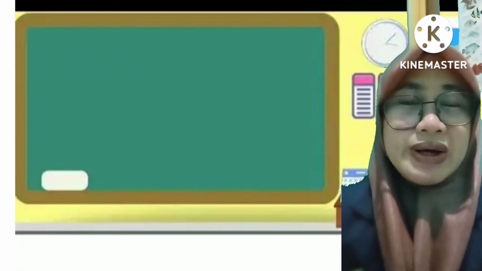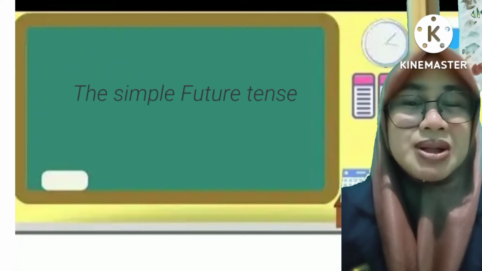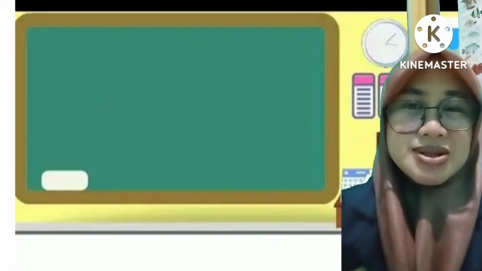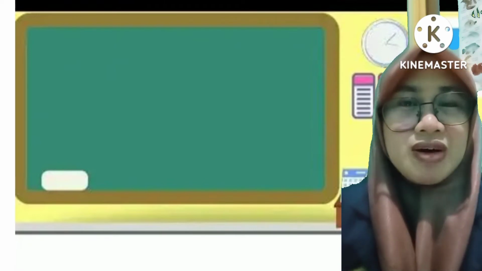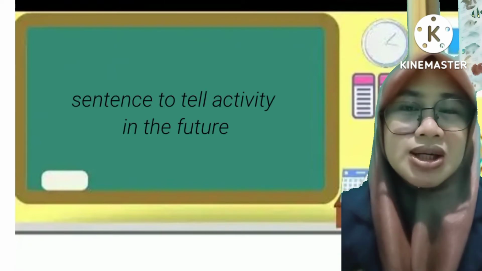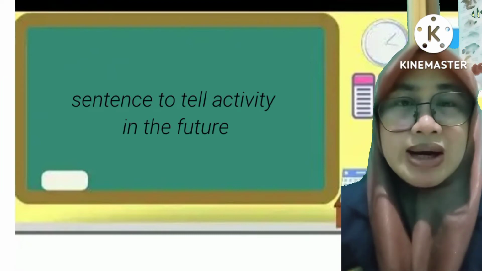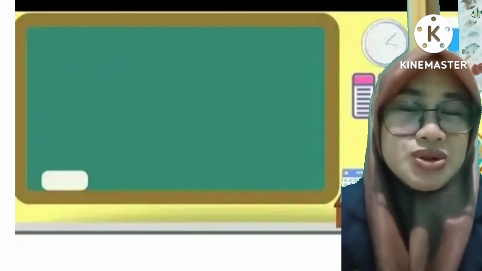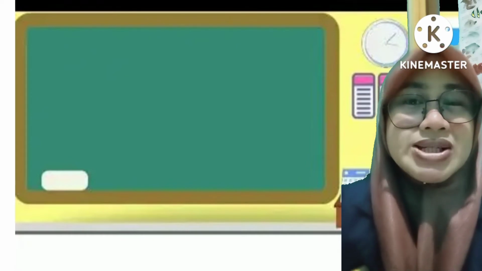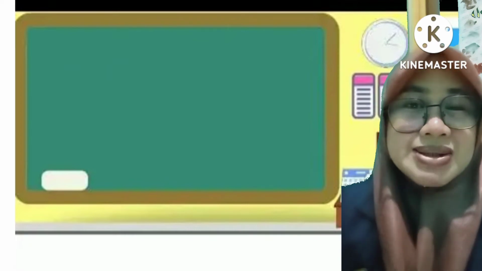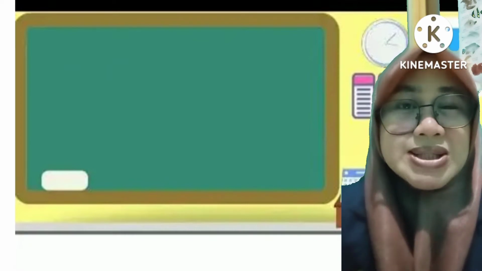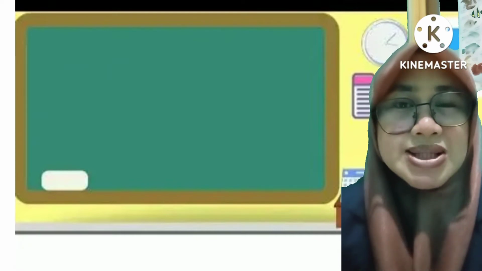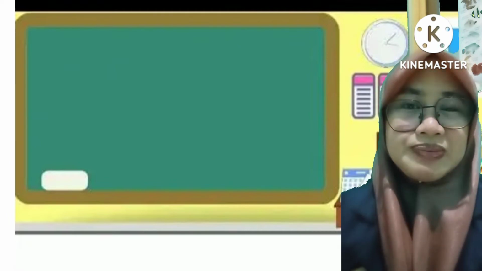Today I'm going to explain the simple future tense. Definition of simple future tense. Simple future tense is a form of tense to show an event that has not started and will only happen in the future. So this tense refers to an action that will be performed after now. In addition to expressing this, you can also use simple future tense to express a prediction and desire.